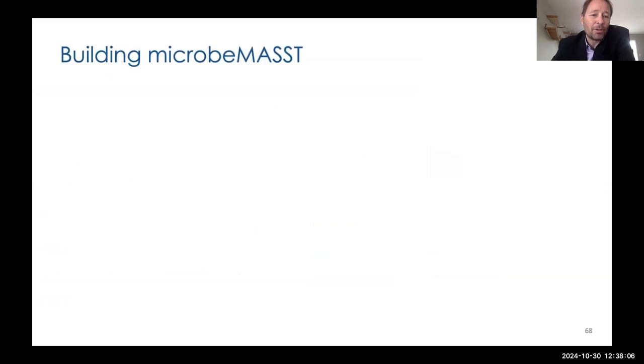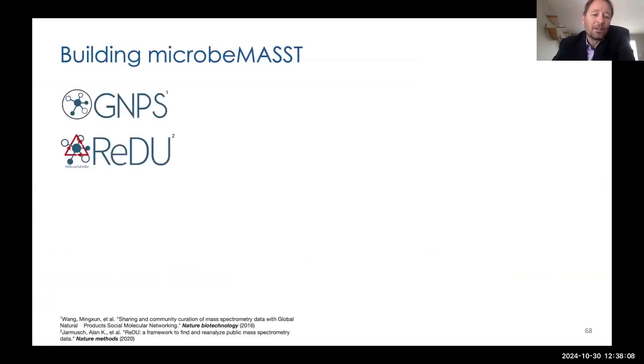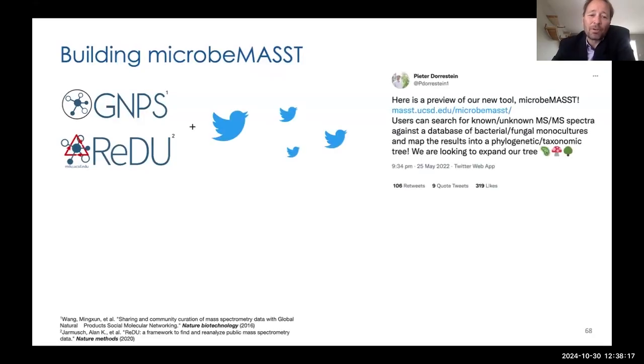But the way we built MicrobeMass was essentially take public data that's in GNPS, curate the taxonomy, but we did not understand most of those data sets. So I put out some feelers in social media to see if you have data of microbes that have been grown in culture in the public domain, please reach out to us, because then we can taxonomically curate this so that we can make a good search engine.